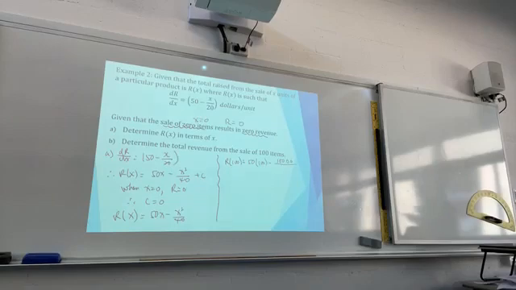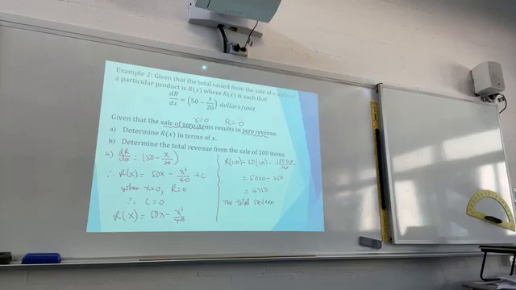100 squared is 10,000 over 40. So therefore 5,000 minus 250, which is 4750. Alright, so the total revenue is 4750.